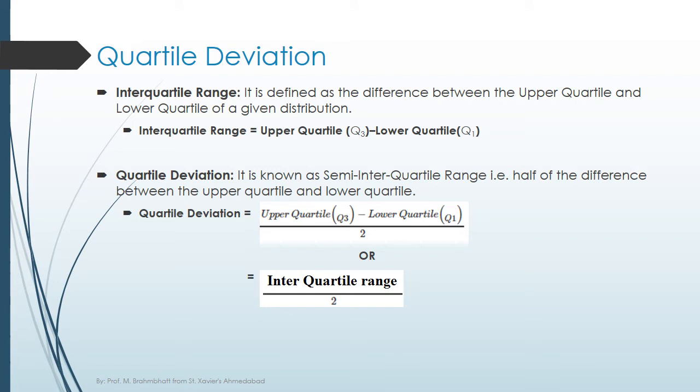Let's see the quartile deviation. To find the quartile deviation, first you will have to find the interquartile range. It is defined as the difference between the upper quartile and the lower quartile of the given distribution. So the formula is: interquartile range is equal to upper quartile Q3 minus lower quartile Q1.